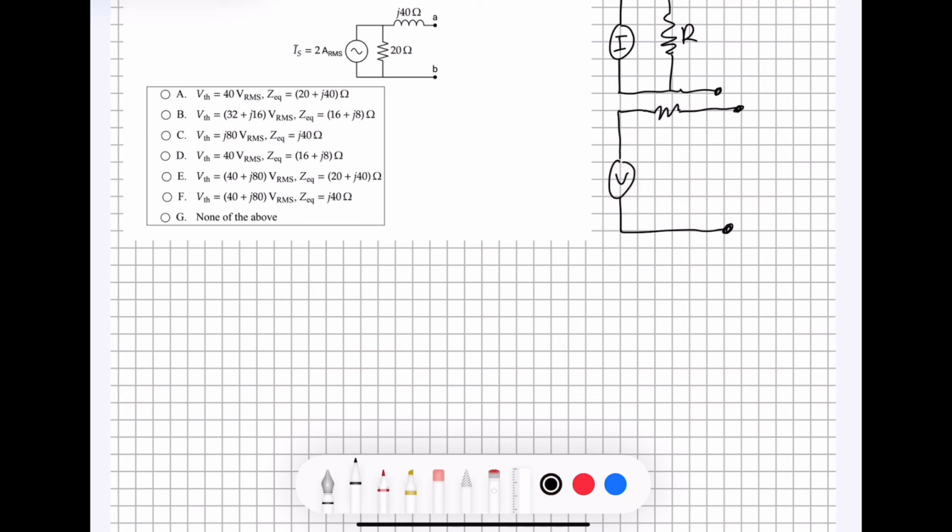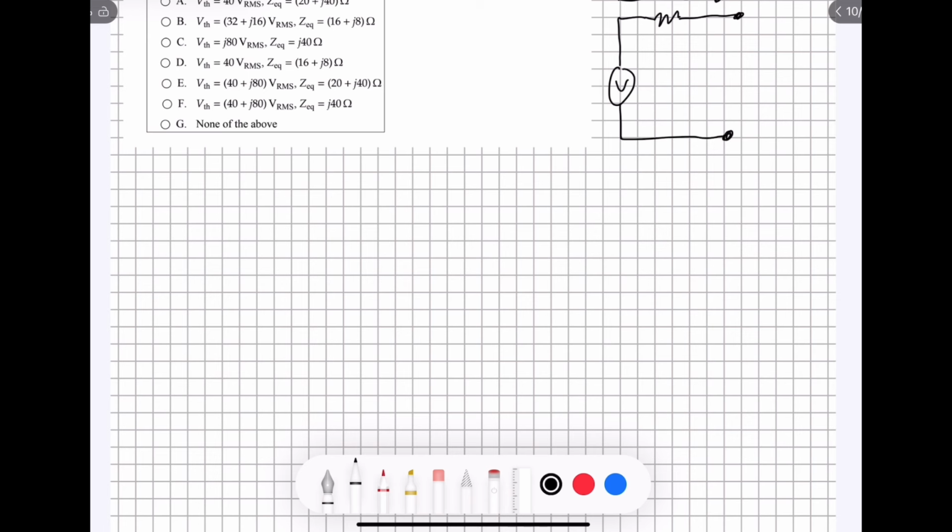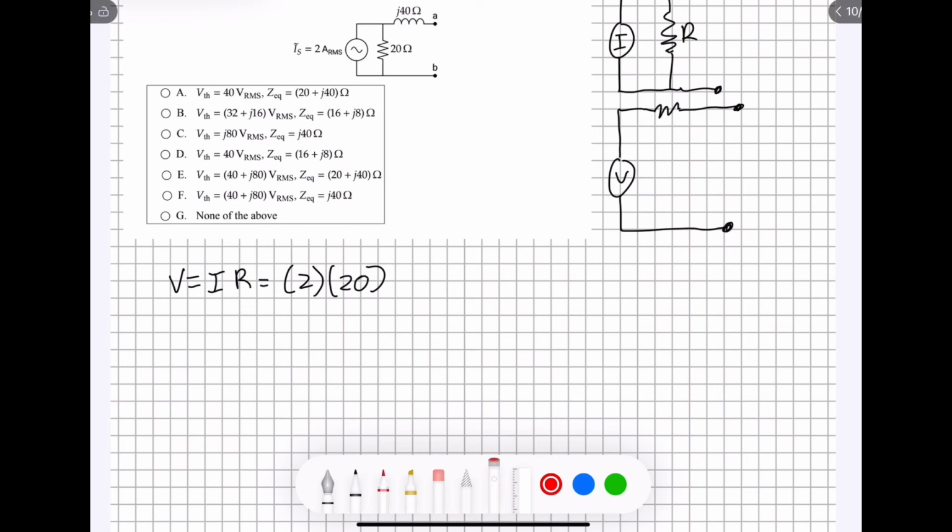Thankfully we are already given a current and a resistance right here. So in order to find the voltage, all we have to do is use Ohm's law, V equals IR, where I is equal to 2 and R is equal to 20, because we're given those values up here in the circuit, which means that our voltage is going to be 40 volts.